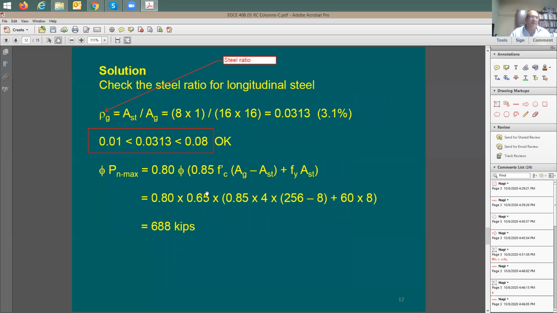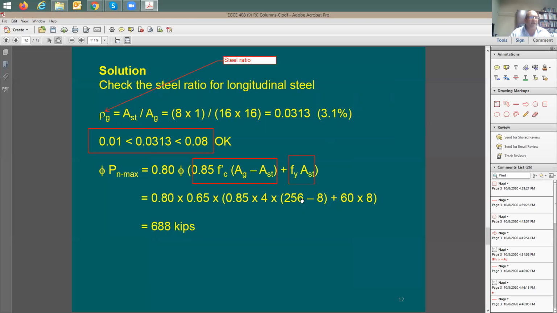The phi factor, as we said, for tied columns is going to be 0.65. Then you have 0.85. What is that? I'm going to say this is for the concrete strength, for the concrete contribution. And this section here is going to be for the steel strength. Right? So fine. So I have here 0.85 times 4 ksi for the strength of the concrete.